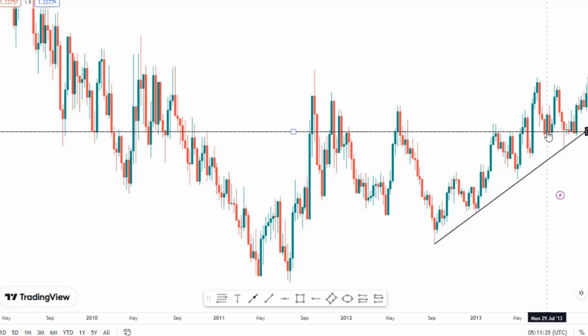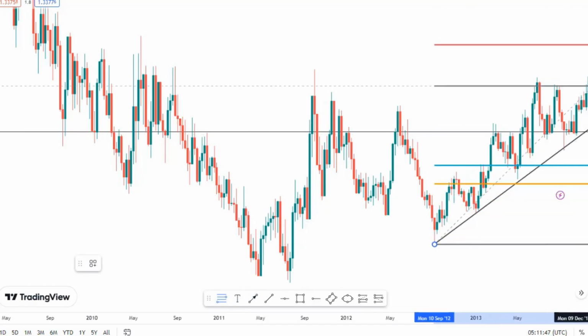So once you're done with that, the next thing you want to do is to grab your Fibonacci here, and draw it nicely, swing low to swing high.